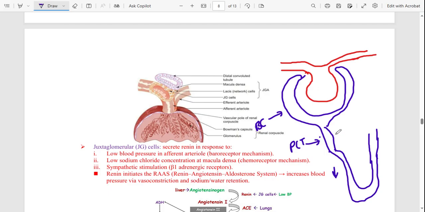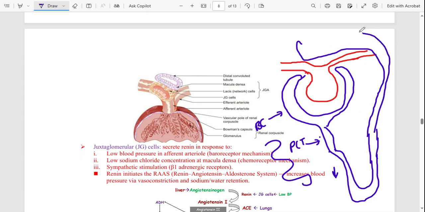We call it convoluted because it's not straight like this, it actually looks like that. Okay, that's why it's called convoluted. But now the distal convoluted tubule goes like this, like that. So there is a part of the distal convoluted tubule that rests on this part of the arteriole, which we call the afferent. A means towards. So this is going towards the Bowman's capsule.